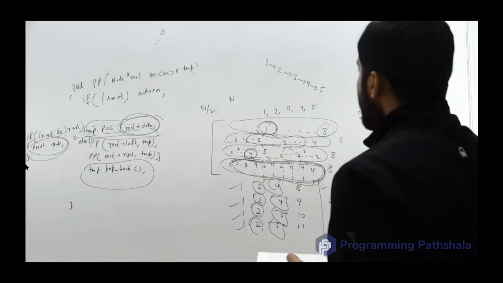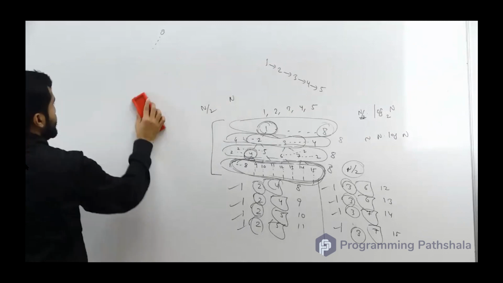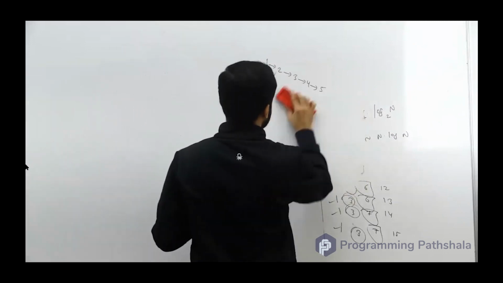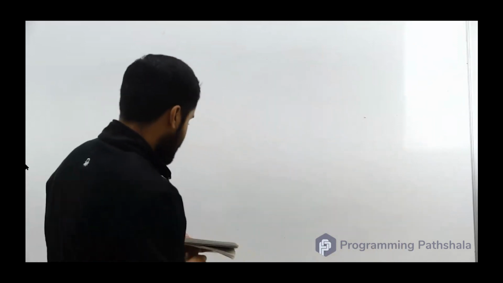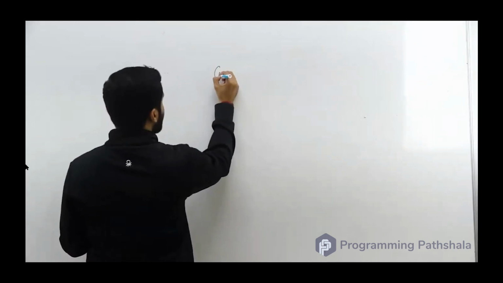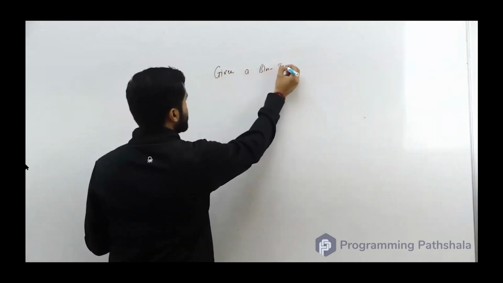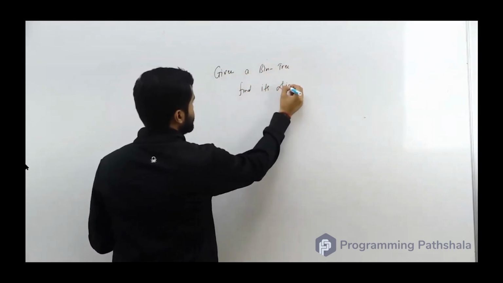Okay, so now we will talk about another really important property of a tree, and that property is called diameter. So you have been given a binary tree and you need to find its diameter.